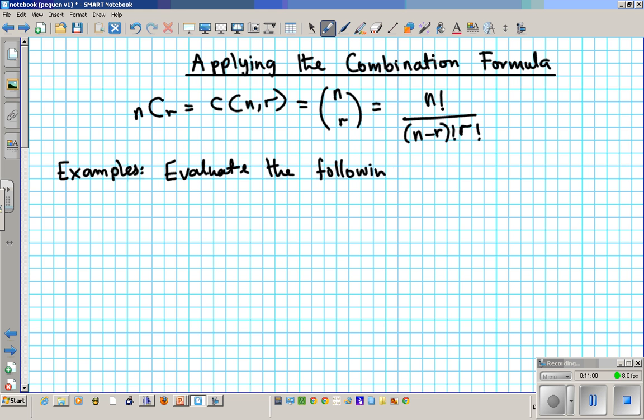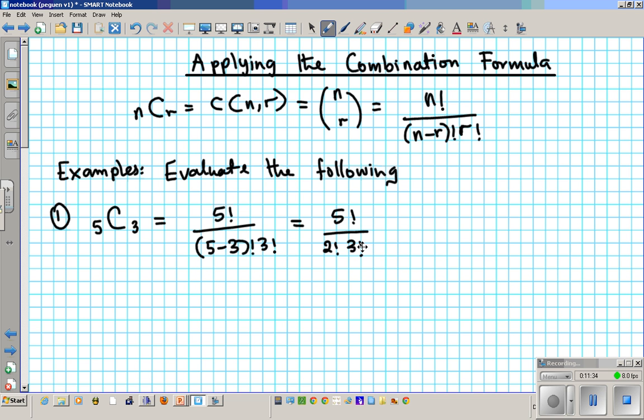Alright, let's try out number 1. What is 5 choose 3? Order not important. What is this? So 5C3. Remember, the bigger number, the first one, is always N and the small number is R. If I apply this formula right here, it's going to be 5 factorial divided by 5 minus 3 factorial, 3 factorial. So that becomes 5 factorial over 2 factorial, 3 factorial.